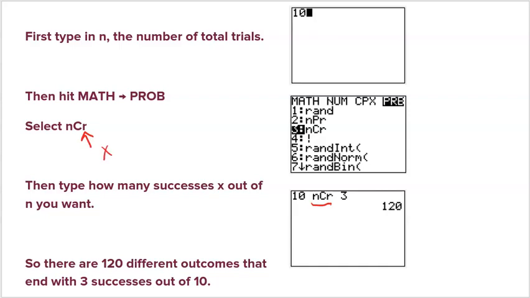So again, you got to type the 10 in first. That way the calculator puts those two numbers together. Then you got to type in the 3 after the NCR, and that tells the calculator what X is. And then hit enter, and you get the result. So there's 120 different combinations of 3 successes and 7 failures. So that's what the calculator is doing. That's what this function is calculating.